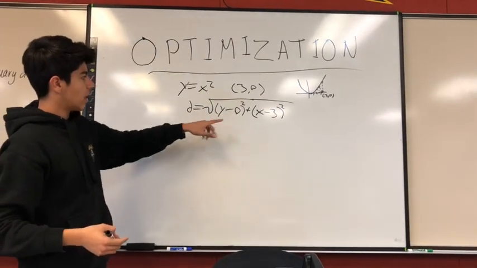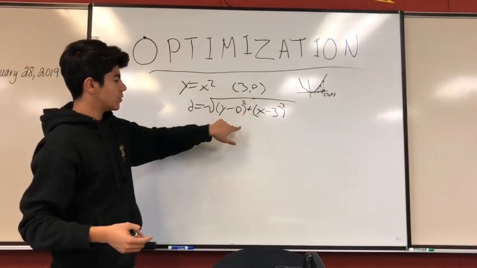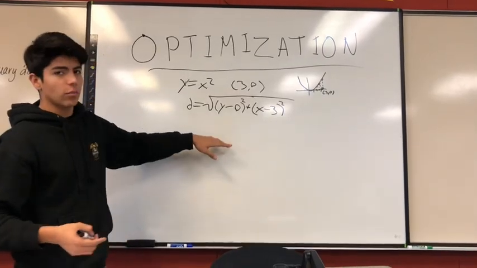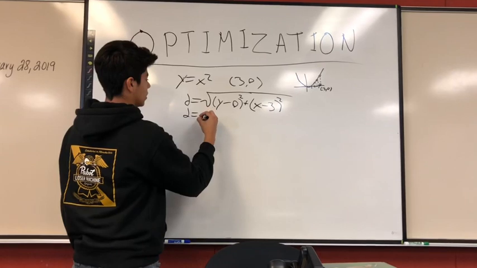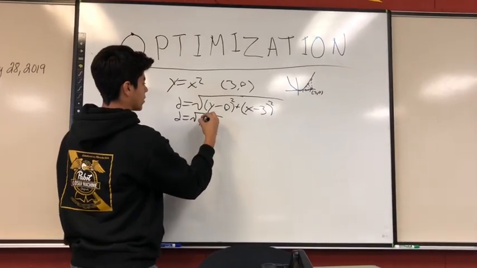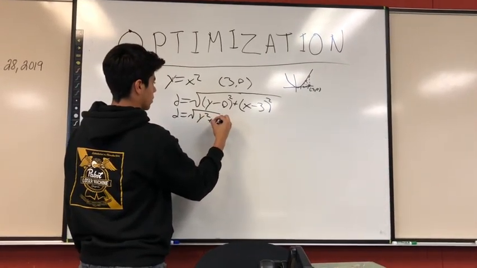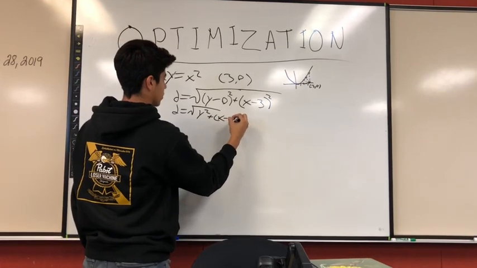And that's going to be our distance formula from points on this graph to the point 3, 0. The reason that I put the 0 here and the 3 here with these x's is because we're measuring our distance from those points. And so if I want to rewrite this, d equals the square root of y squared plus x minus 3 squared.